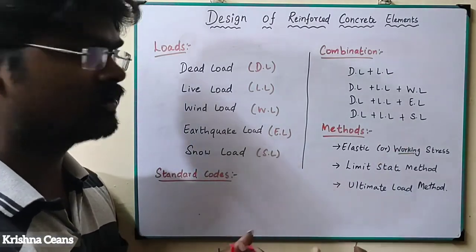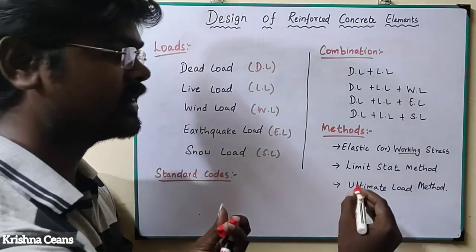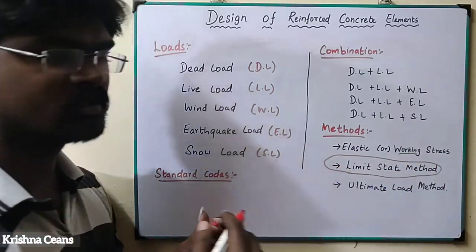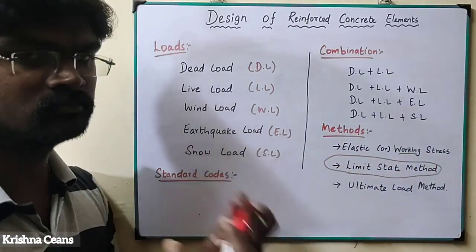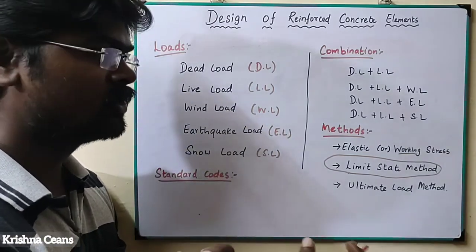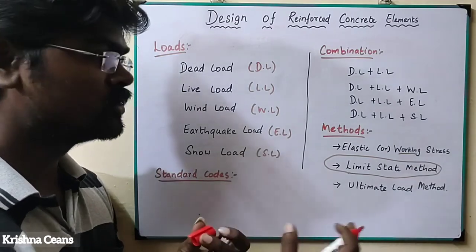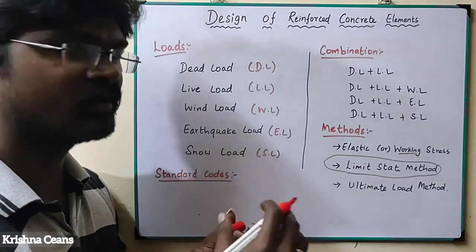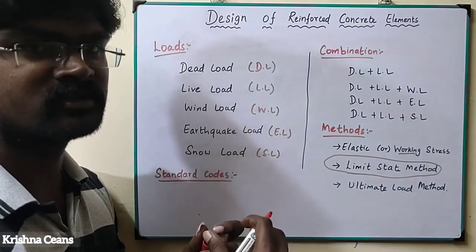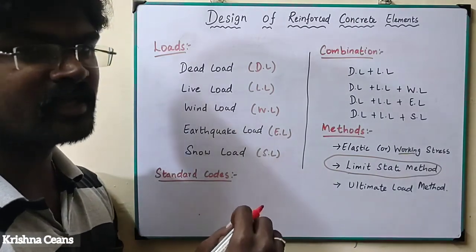Nowadays we always design using the limit state method. This is the economical one, and this method only we are going to discuss in the further topics. Then finally the ultimate load method, which is the uneconomical one. We always consider the maximum load, so the element designed for that load turns out uneconomical, and it is very large cost wise. That's why we always prefer the limit state method.